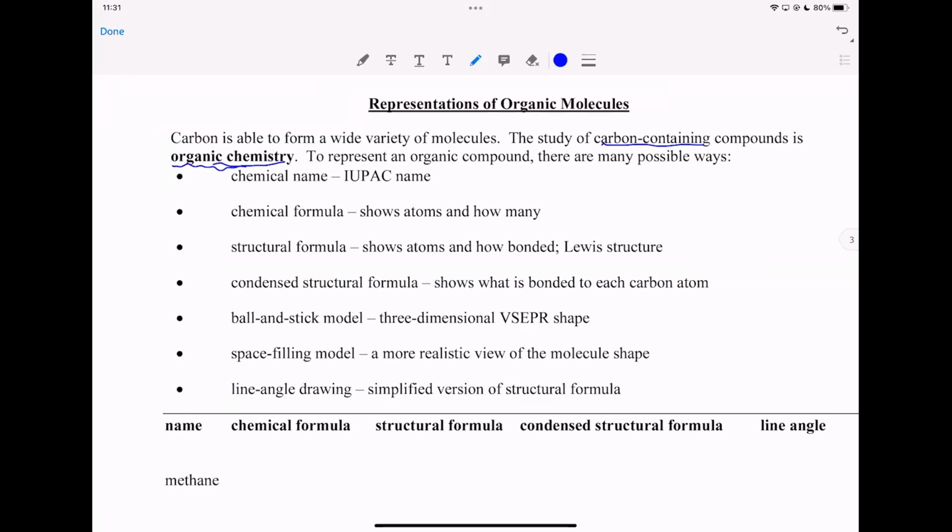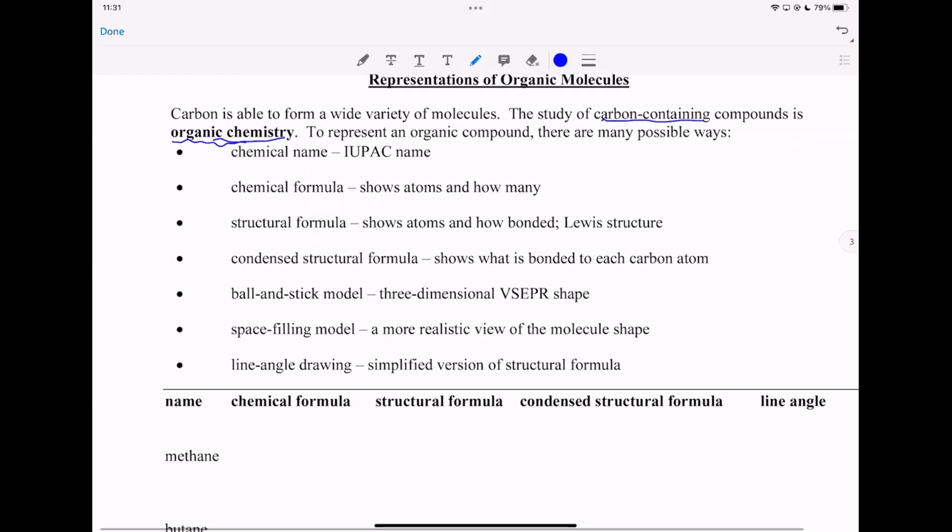So when you are representing an organic compound, there are these different ways talking about the chemical name, the chemical formula, which shows what atoms and how many. We already looked at, for example, methane, showing what atoms and how many would be CH4. And then the structural formula shows the atoms and how they're bonded. So this would be a carbon with 4 hydrogens. The condensed structural formula just shows what's bonded to each carbon atom. And that would be CH4 in this example.